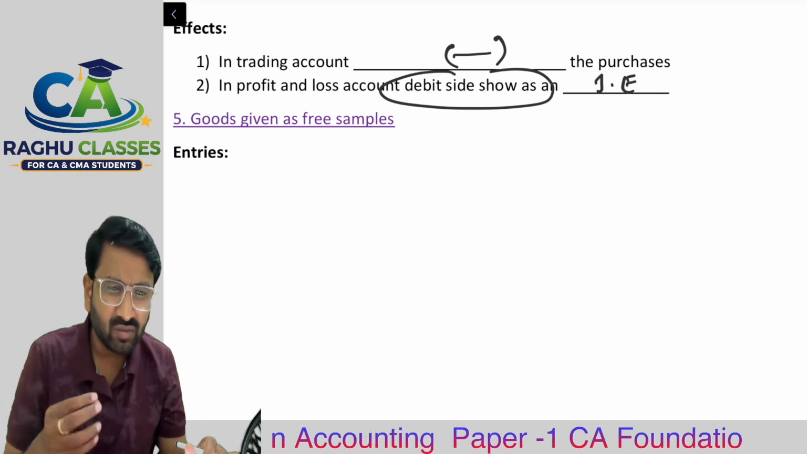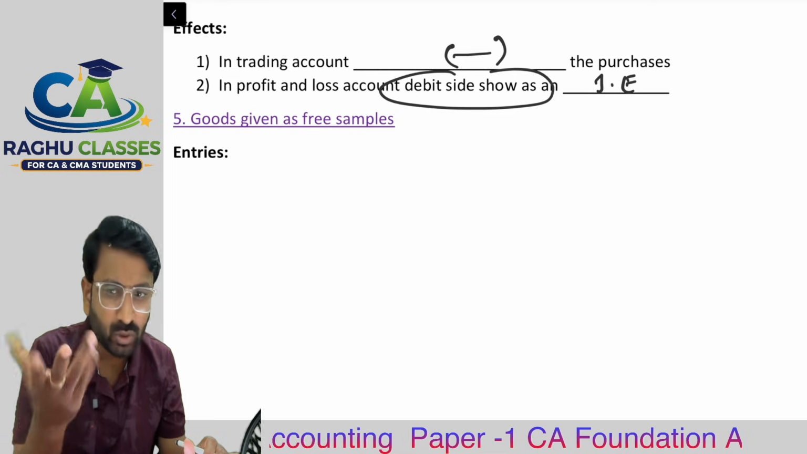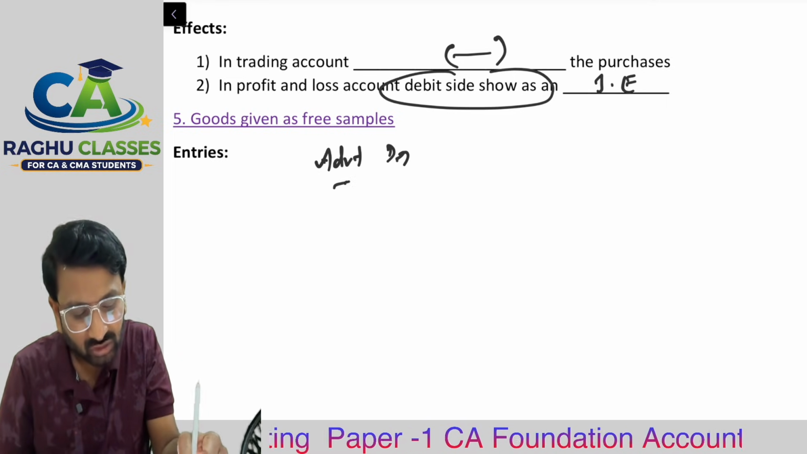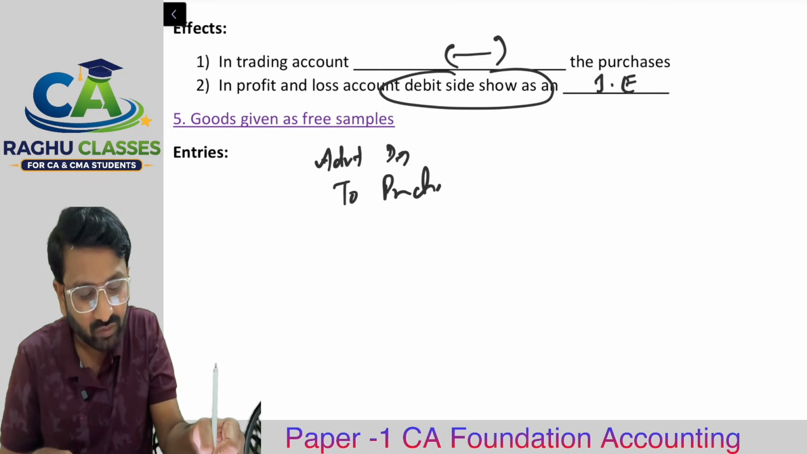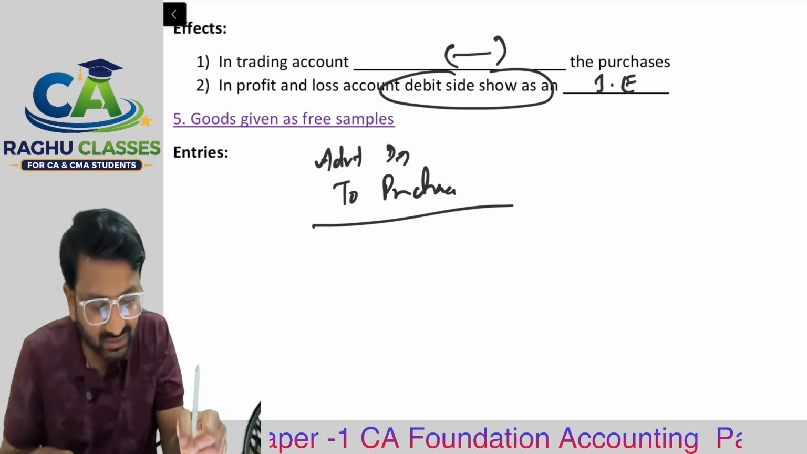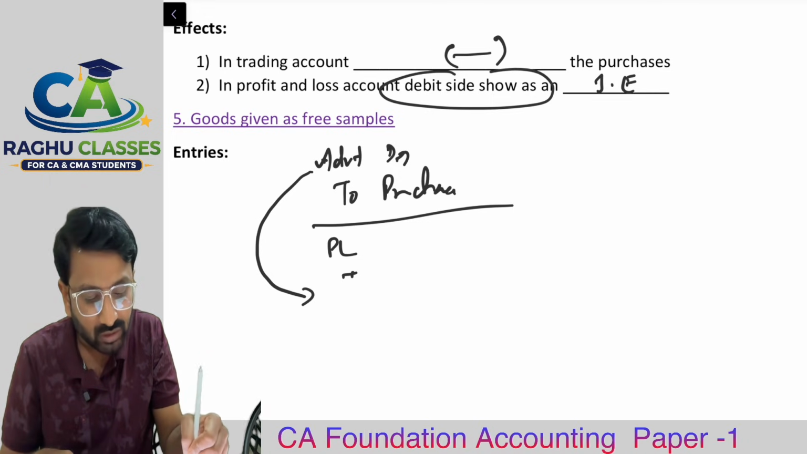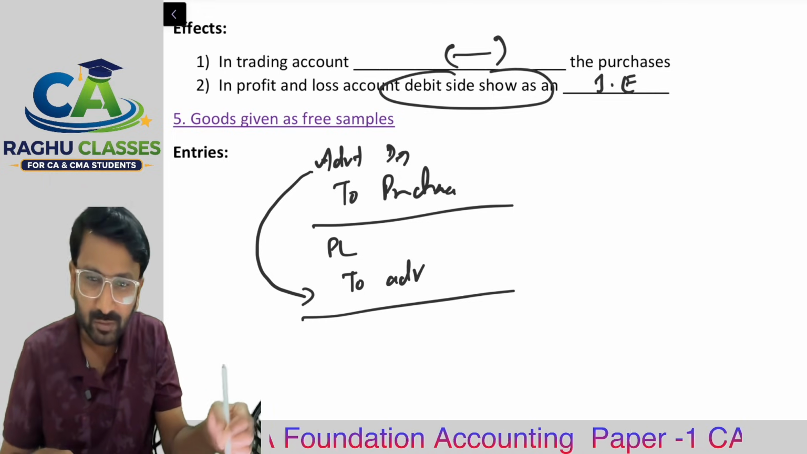When we say given as free sample, it is something similar to advertisement, so the entry is going to be advertisement account debited, and this I should minus from purchase, so the entry will be advertisement account debit to purchase. And second one, since advertisement is an indirect expense, I'll transfer it to P&L. So P&L account debit to advertisement.